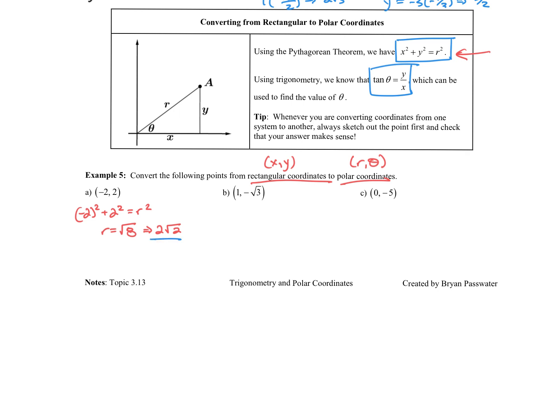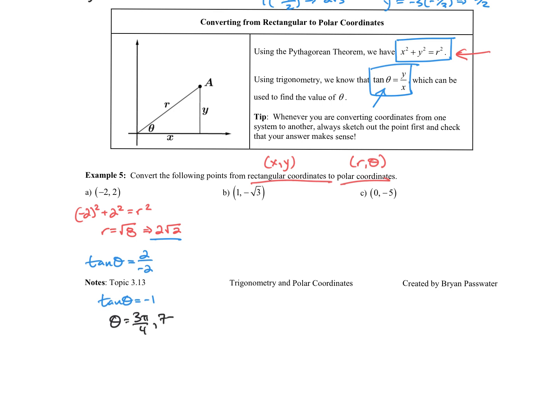And so now I got my r. Now I need to get to theta. And so now which one do I use to get to theta? My tangent theta is equal to the y over the x. And so what's my y? 2 over my x of negative 2. So what is 2 over negative 2? Negative 1. So when is tangent negative 1? At 3 pi over 4. When else? And at 7 pi over 4.